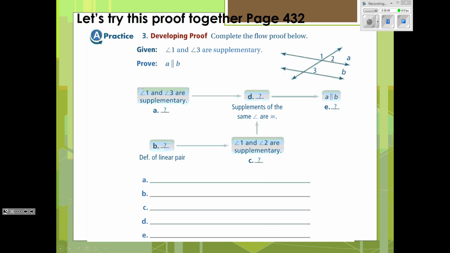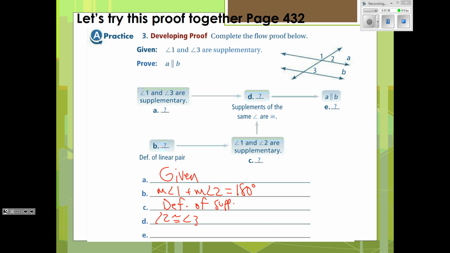Okay, class, focus here, please. What's our answer? What's our reason for A? Given. What's our statement for B? Anybody get this? Carter? The measure of angle 1 plus the measure of angle 2 equals 180. Okay. What about C? What's the reason for C? This is the definition of supplementary. Okay, class, what is the statement for D? Angle 2 is congruent to angle 3.